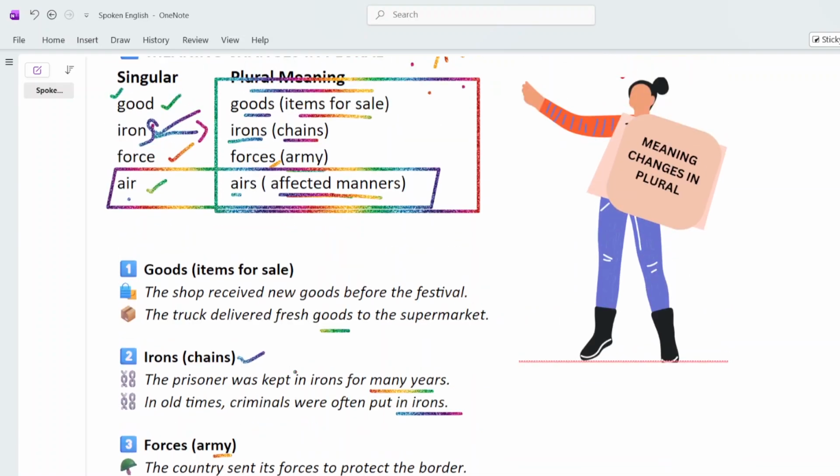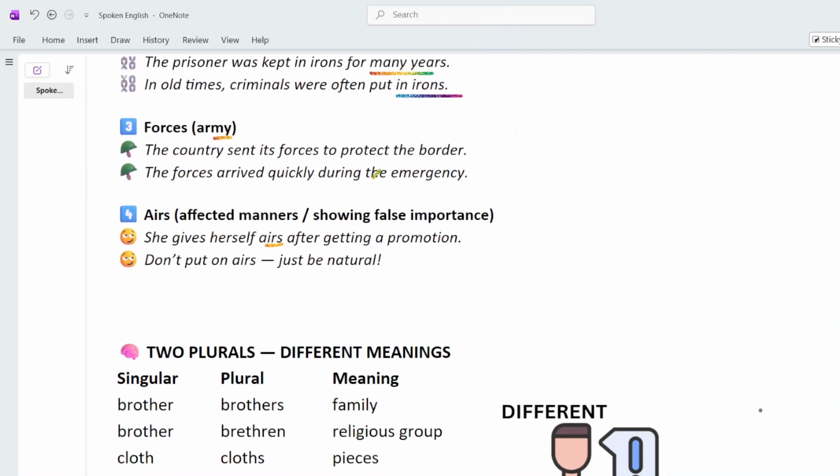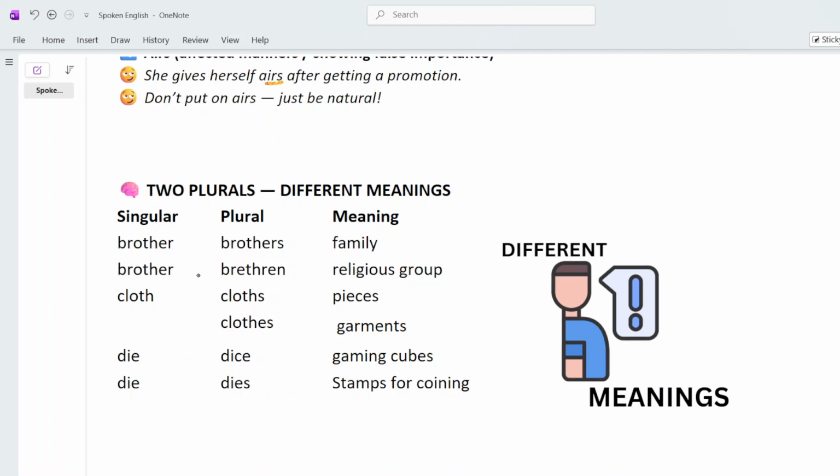So now you understood what exactly happens to some singular words when you transform them into plurals by adding s. The meaning changes. What happens? The meaning changes in their plural form. Okay, great. Now let's look at another section wherein we are talking about two plurals but different meanings. All right, two plurals but different meanings.